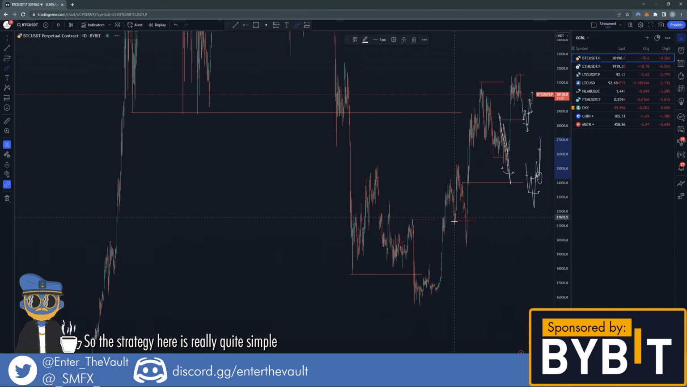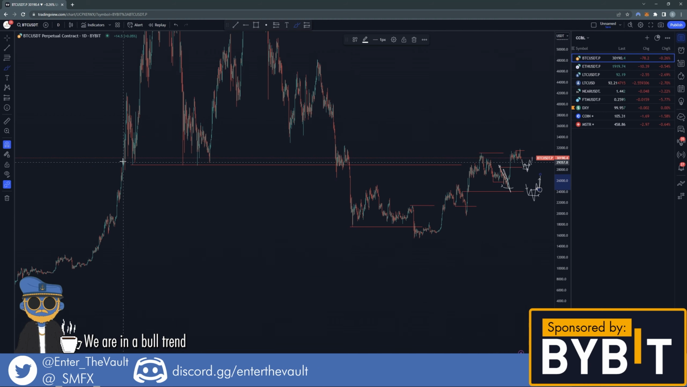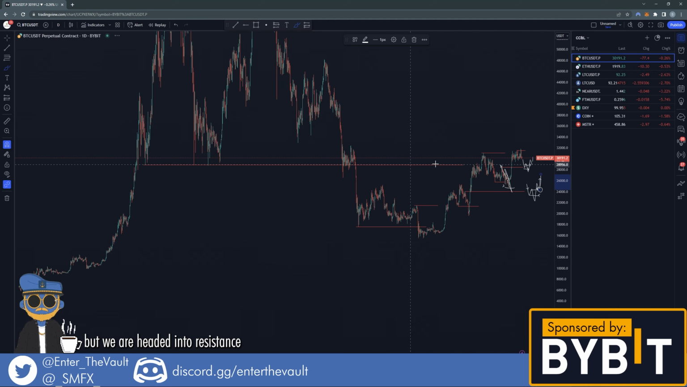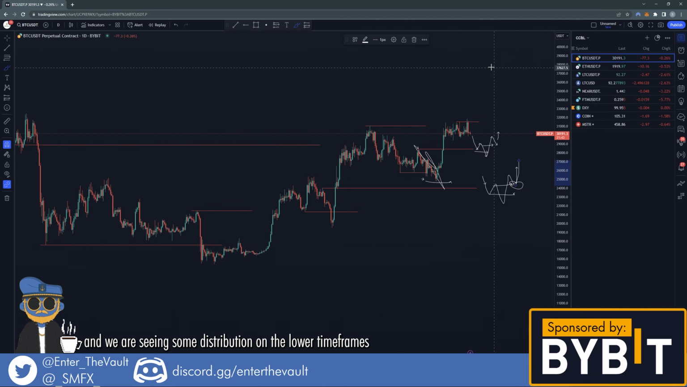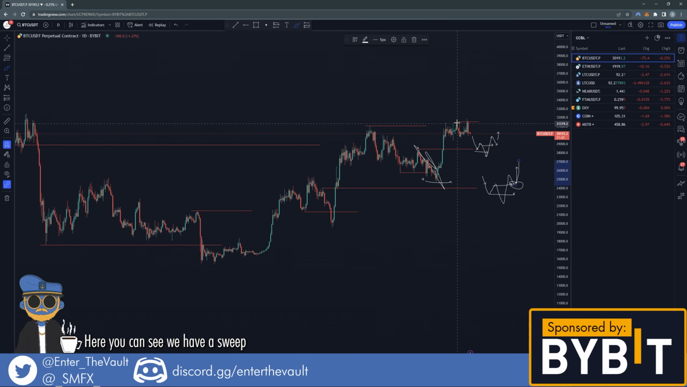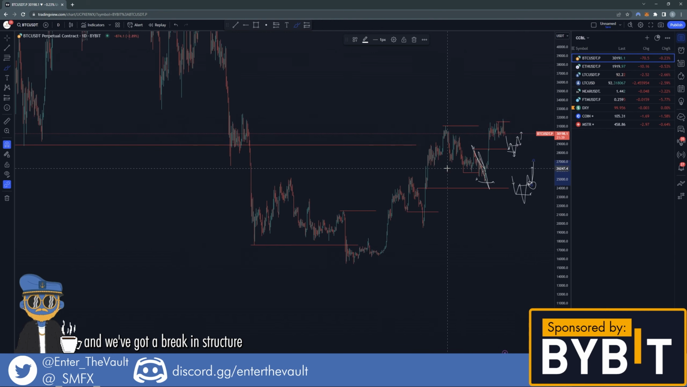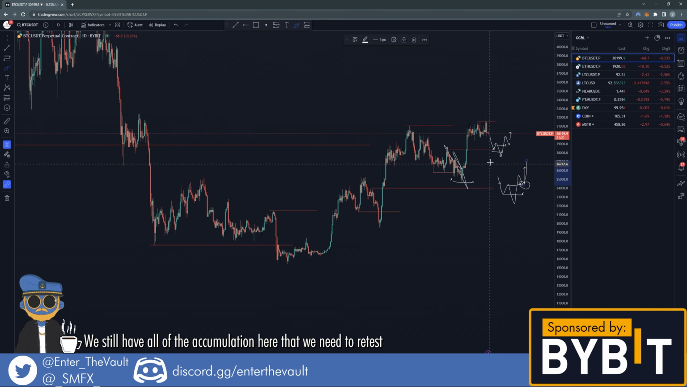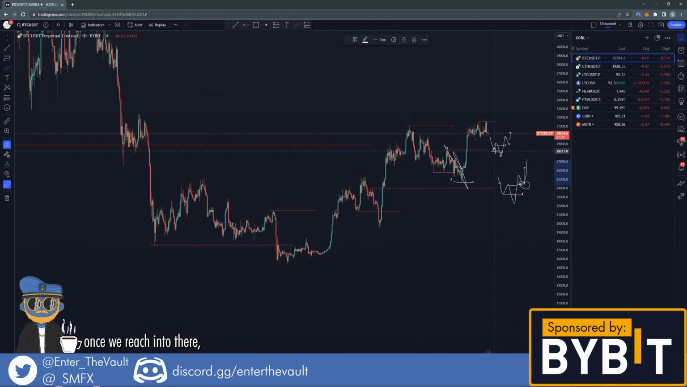So the strategy here is really quite simple. We are in a bull trend. We do have some clear accumulation, but we are headed into resistance, and we are seeing some distribution on the lower time frames here. You can see we have a sweep and we got a break in structure. So even though we are heading into resistance and we are seeing some distribution, we still have all of the accumulation here that we need to retest. So marking out these levels, once we reach into there, if we get accumulation here or here, then that would be the time to look for longs.